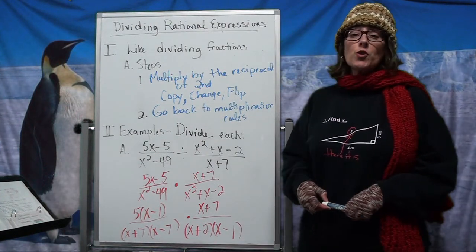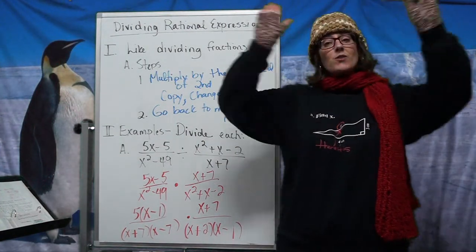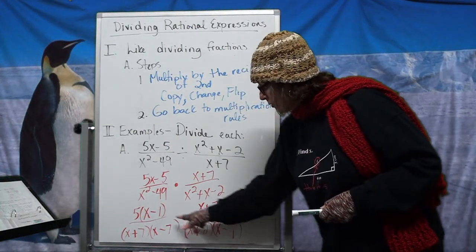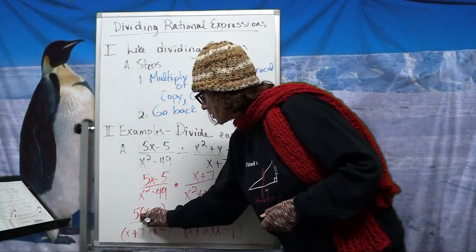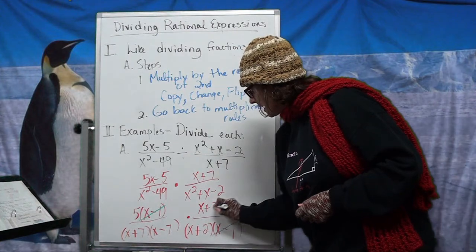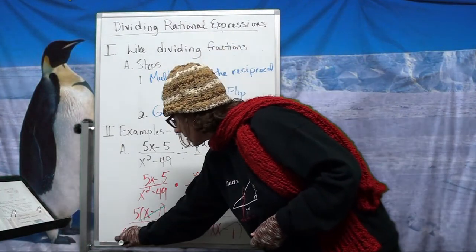Once I've got it factored correctly, then I'm ready to cancel in those diagonals and cancel up and down before I shoot straight across. So when I look at this diagonal, notice that it does have an x minus 1 in common with this x minus 1. When I look at this diagonal, I've got an x plus 7 in common with this x plus 7.